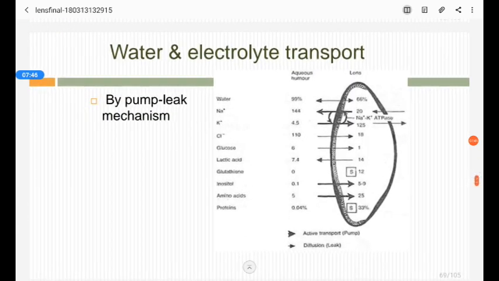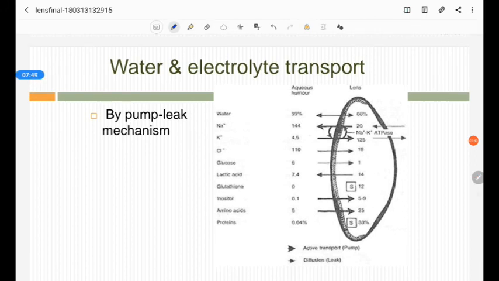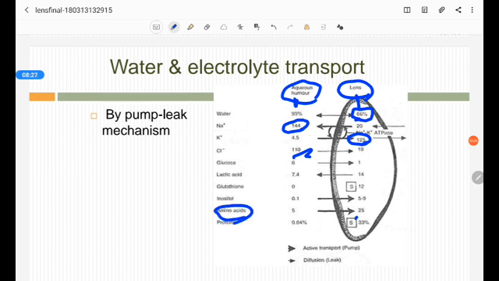Now this is a very important diagram, back again. It compares the amount of various ions in the aqueous humor as well as the lens. As we have already discussed, the amount of potassium is high in the lens and sodium is higher in the aqueous humor. The water content is 99% in aqueous humor, and the lens is relatively dehydrated, at 66%, to maintain transparency. You should know that chloride is higher in the aqueous, and another important thing is that amino acids are more in the lens.